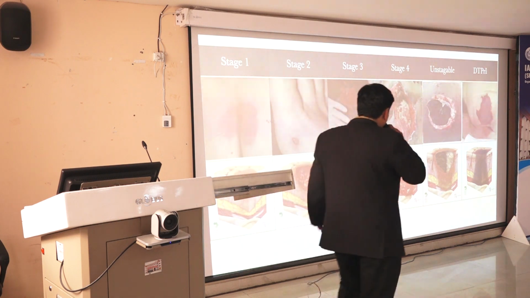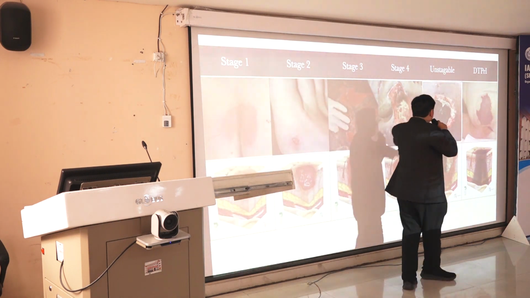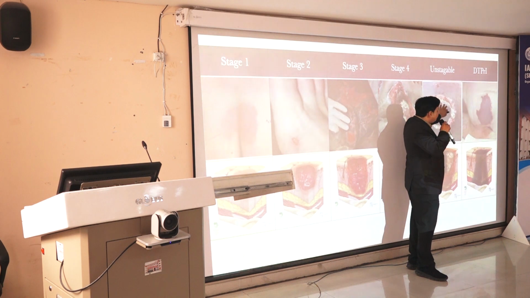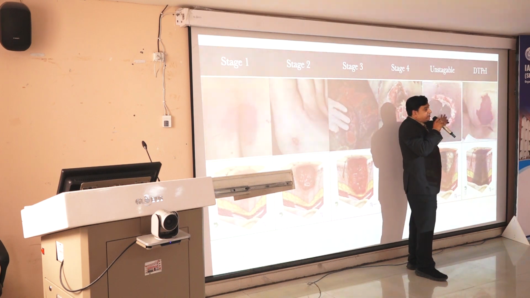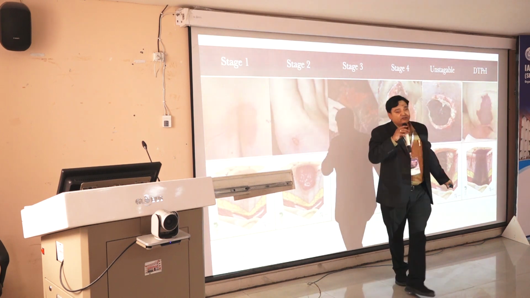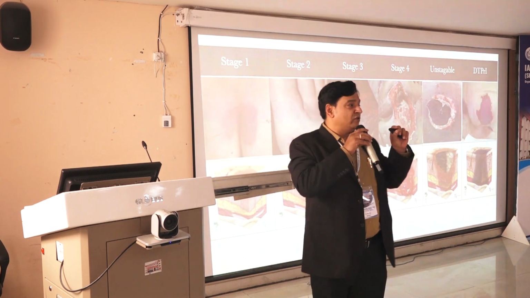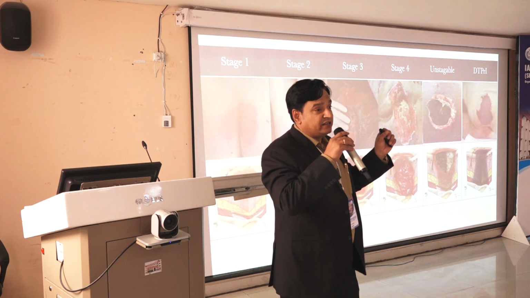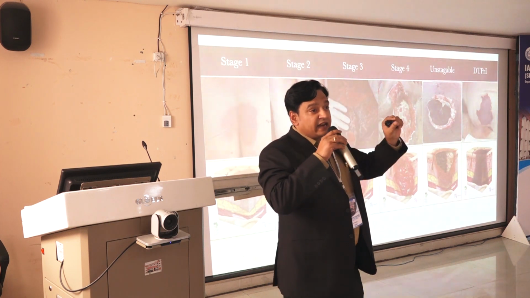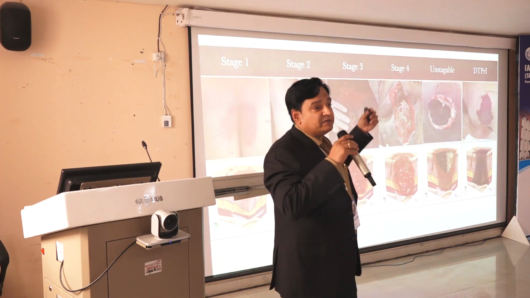Here, we say this is unstageable. We remove it, and we will find that this is grade 3 or grade 2. If the superficial layer is very thin, it is grade 2. If you have to remove a chunk and there is an underlying layer of fat, it becomes grade 3.